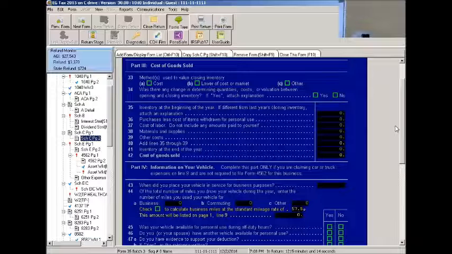Inventory at the beginning of the year, the software is nice enough that, if you did their return last year, that number will come from the inventory at the end of the year. So whatever the previous year's was, it'll come right up. Purchases, if I buy any inventory, and then whatever that may be, okay?